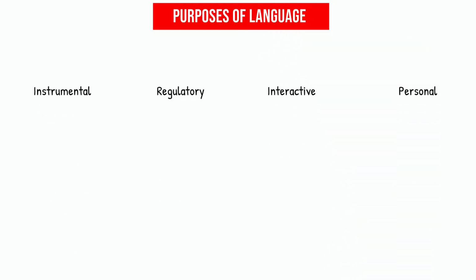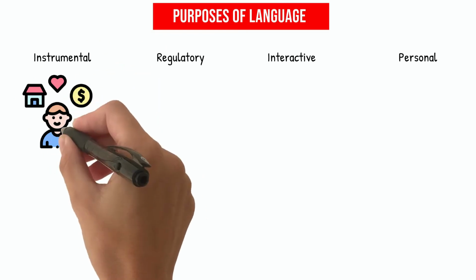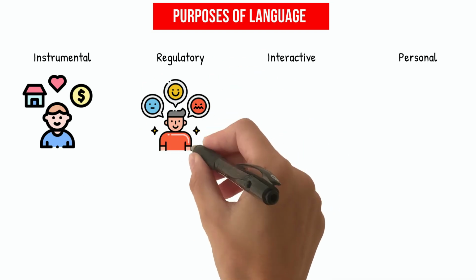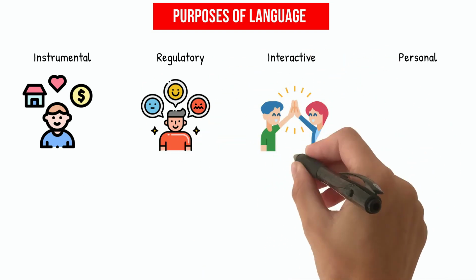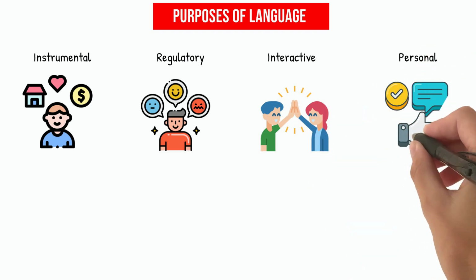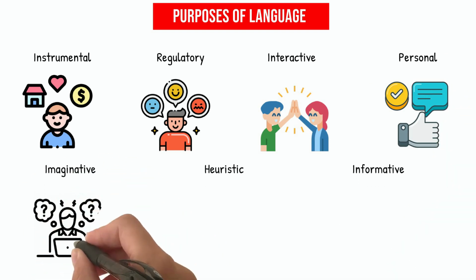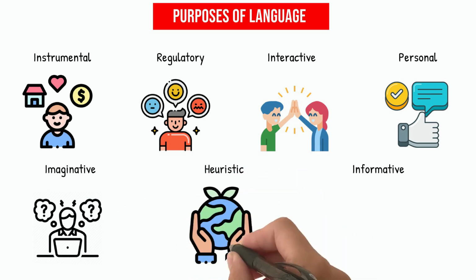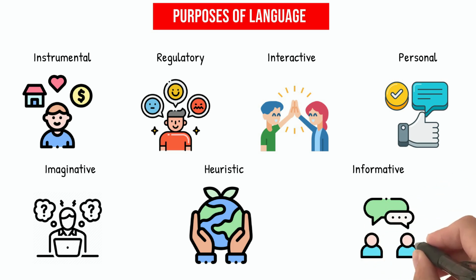Purposes of language. Language serves various purposes, including instrumental, using language to meet one's needs or wants; regulatory, using language to control others or influence their behavior; interactive, using language to engage in social interactions with others; personal, using language to express one's thoughts, feelings, and opinions; imaginative, using language to create and explore imaginary worlds; heuristic, using language to seek information or explore the environment; informative, using language to communicate information to others.